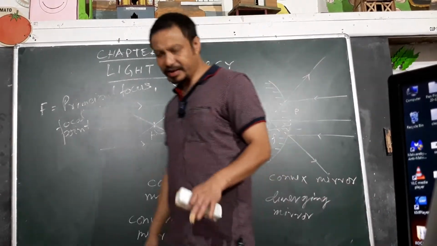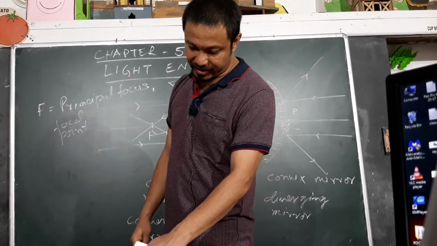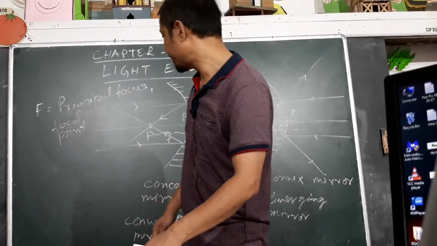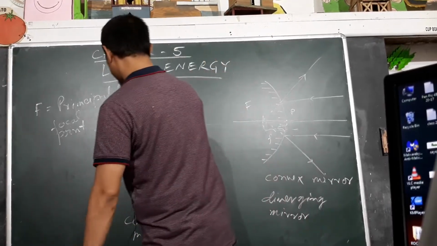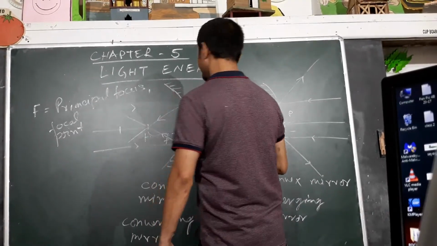There is a very important rule regarding this. The focal length of a spherical mirror, concave or convex, is always half of the radius of curvature. I told you last time what the radius of curvature is, right?